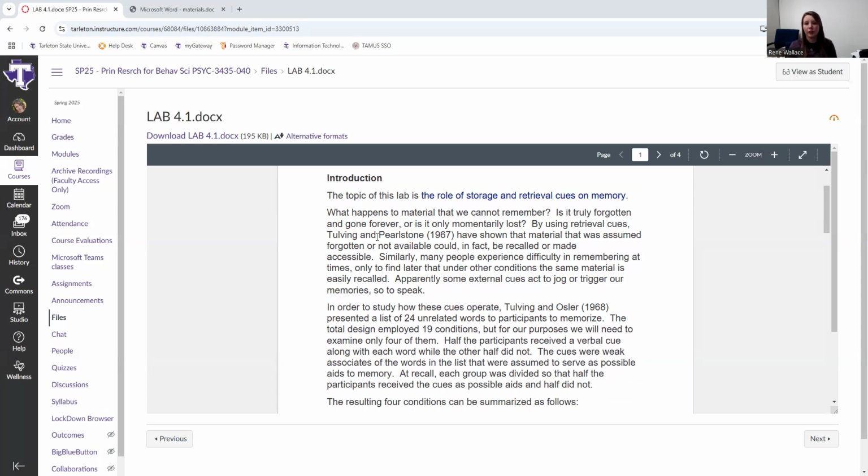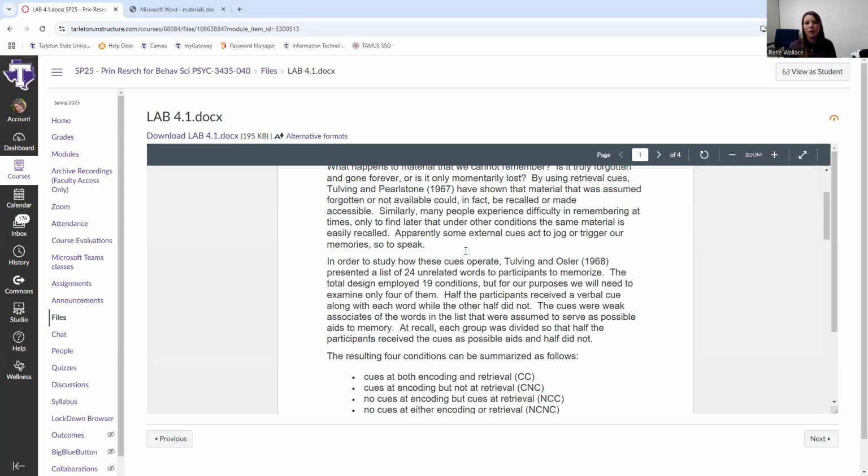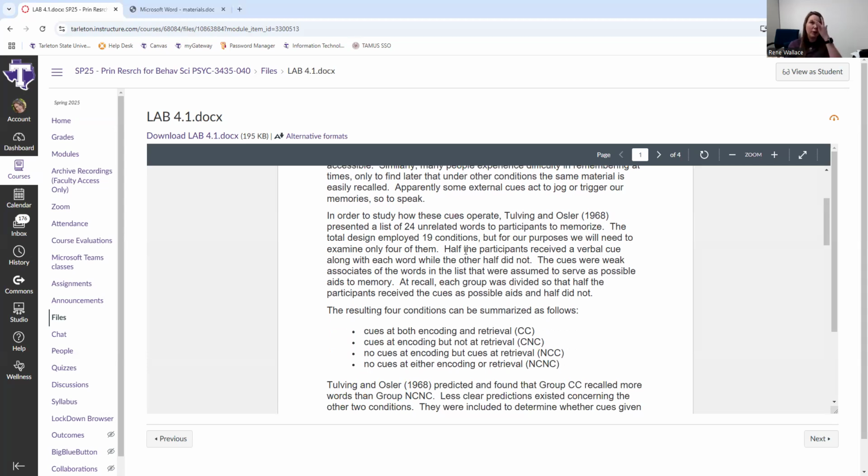So by using retrieval cues, Tulving and Pearlstone have shown that the material that was assumed to be forgotten could be recalled or made accessible. Similarly, many people experience difficulty in remembering at times, only to find that later in other conditions, they can remember that information. So it wasn't really forgotten or it wasn't gone. It was just they needed something to jog their memory. And so you're going to conduct an experiment following that idea, right?